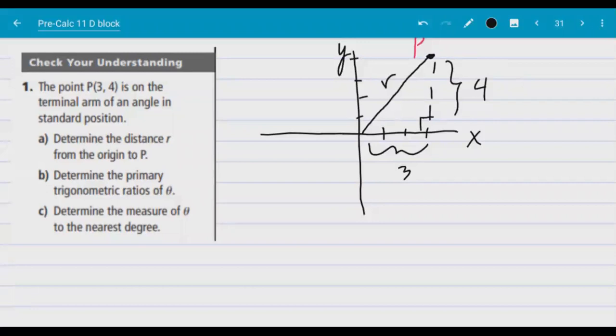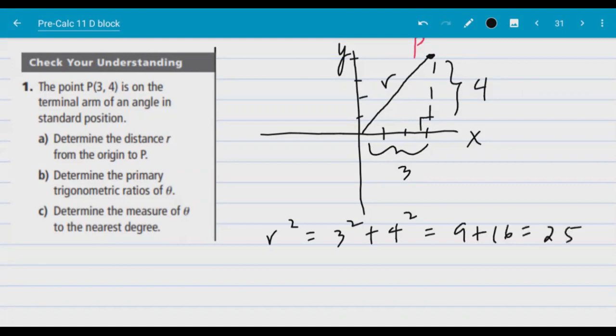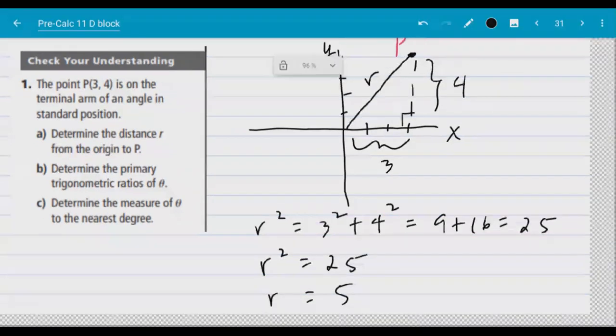Now, the distance r would be given by the Pythagorean theorem: r squared equals 3 squared plus 4 squared, that would be 9 plus 16, that would be 25. Therefore, r squared is 25, which tells us that r is equal to the square root of 25, which is 5. It is not plus or minus because r is a distance.